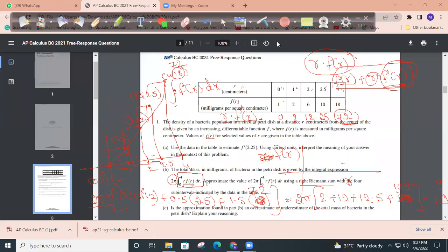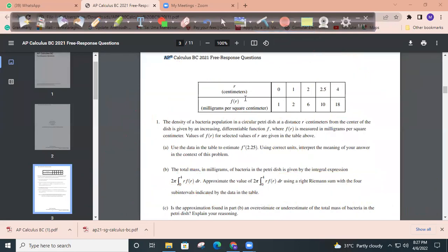Very good. Now let us see the third question. What is the third question and how to solve it? Is the approximation found in part B an overestimate or underestimate of the total mass of the bacteria in the Petri dish? See how good they are asking here. So you did something. Is it an overestimate or underestimate?